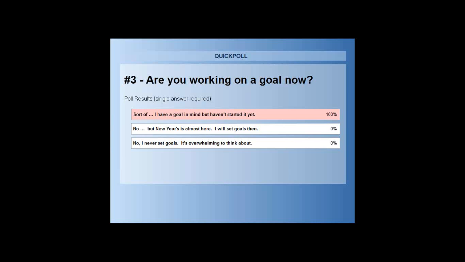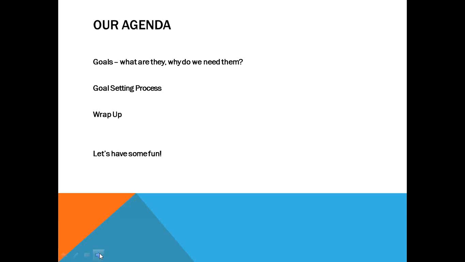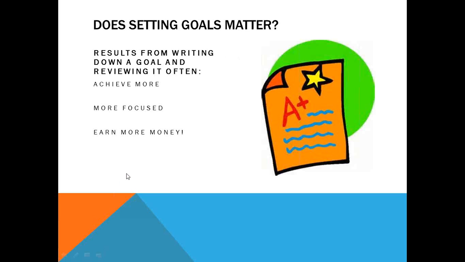It is important to set goals at different times in our lives, and let's talk about the benefits of goal setting for the next segment of our presentation. Is there a reason why we should be setting goals? Yes, there are lots of benefits to setting goals. For one thing, just the very act of sitting down and writing out a goal will help you achieve more.